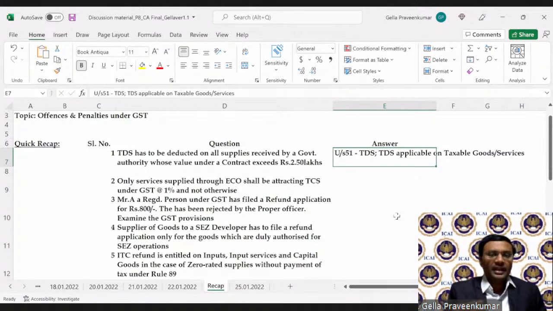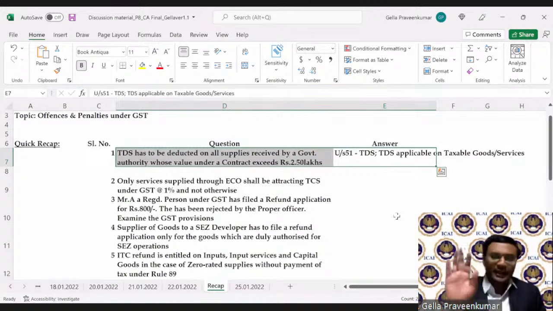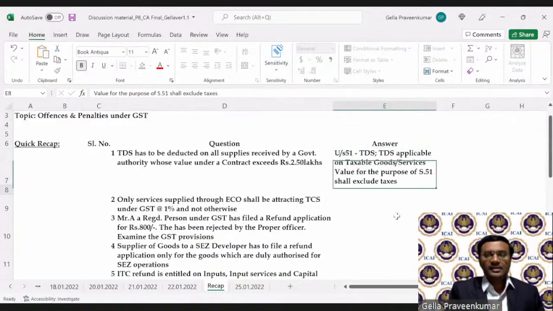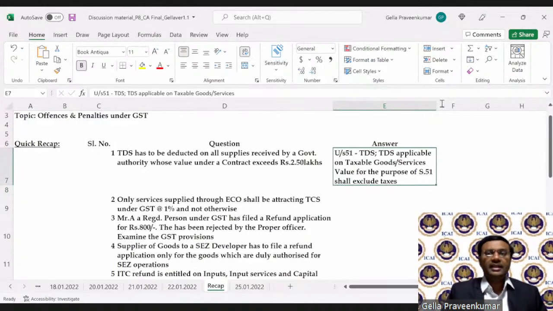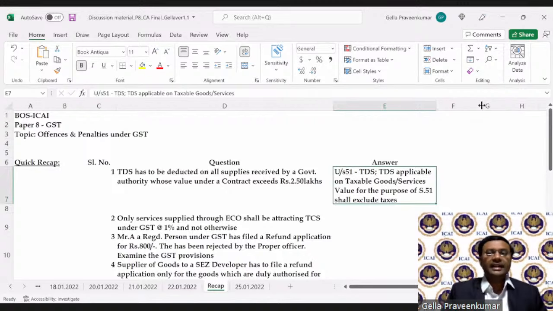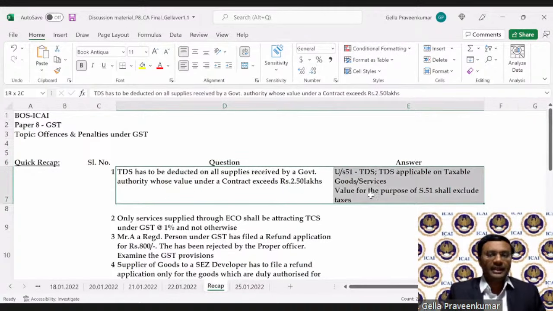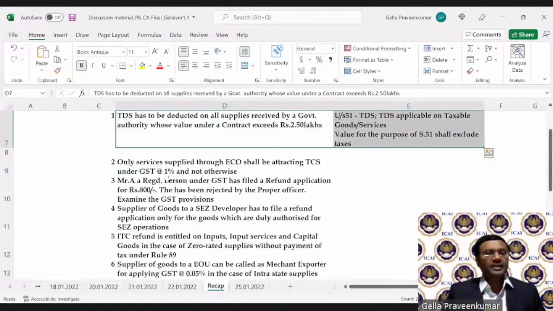That means if there is any supply of exempted goods, no TDS. And the value for the purpose of section 51 shall exclude taxes. So when you look at this point, you have to mention clearly that the value of taxes has to be excluded for computing this 2.5 lakh. That is how you will give your answer in your examination. So this is your first question.